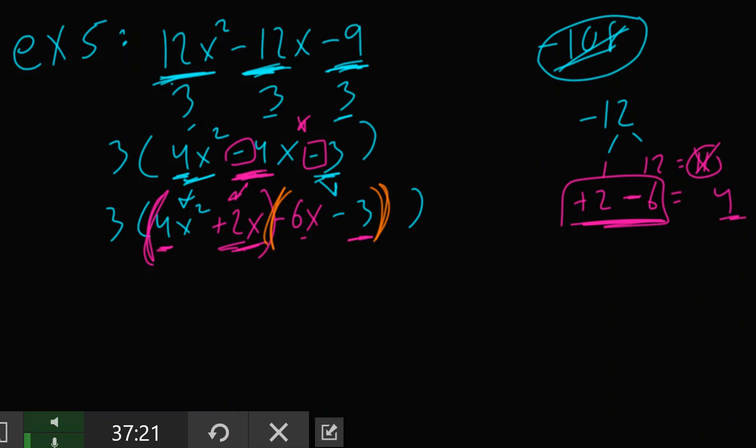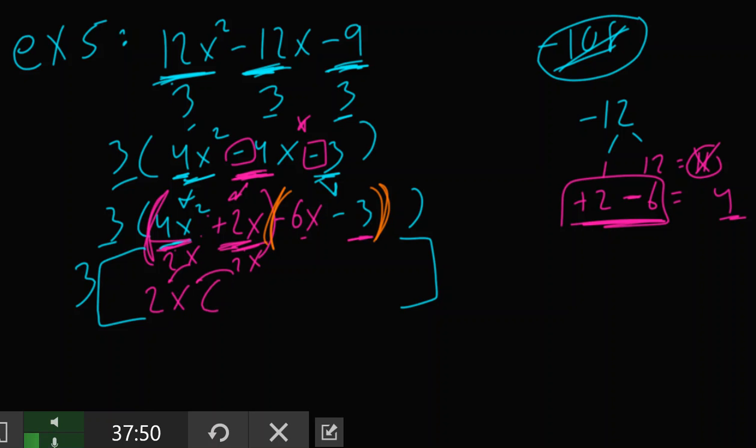Now here's where this is going to look so weird, you guys. I'm going to put my 3 here on the outside, but I'm going to put a huge bracket just to denote that everything else is going on the inside here. So, what in the world can I divide 4x squared and positive 2x by? Well, they can both be divided by 2x. I bring out my 2x, and now my leftover factor, 4x squared divided by 2x is 2x, and 2x divided by 2x is plus 1.